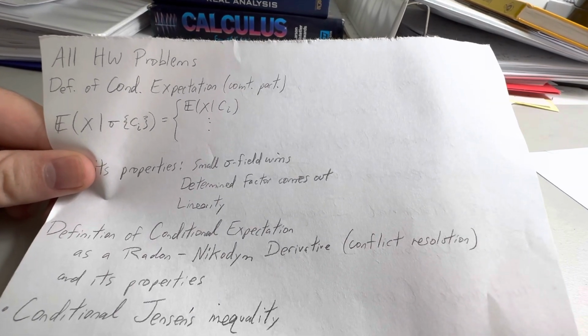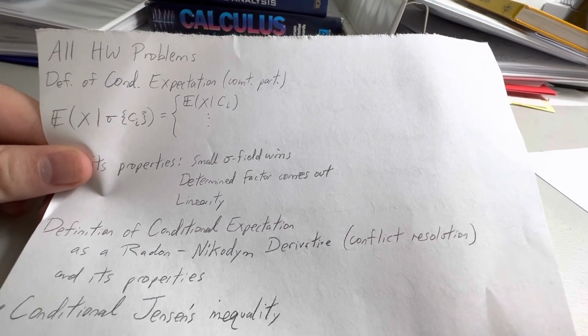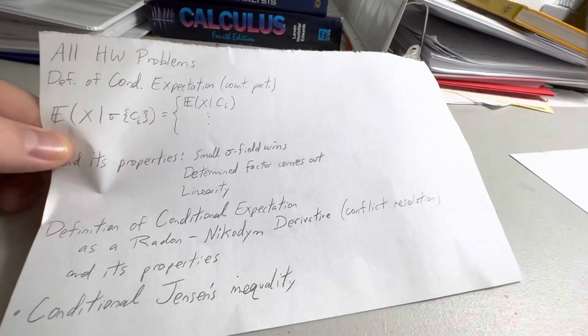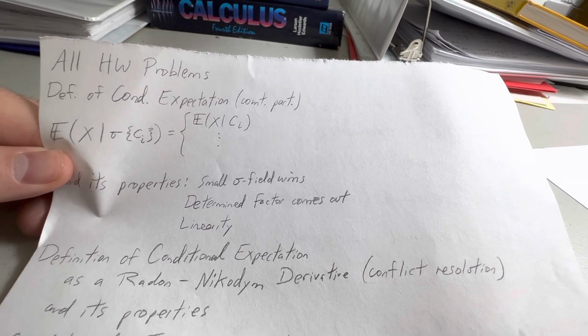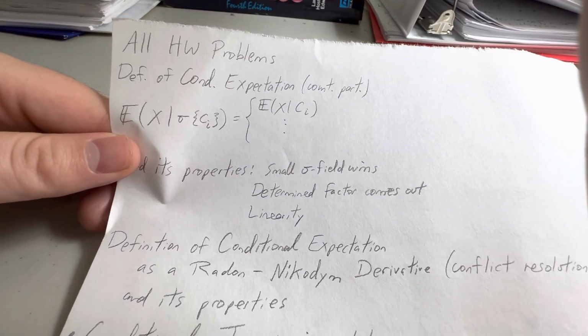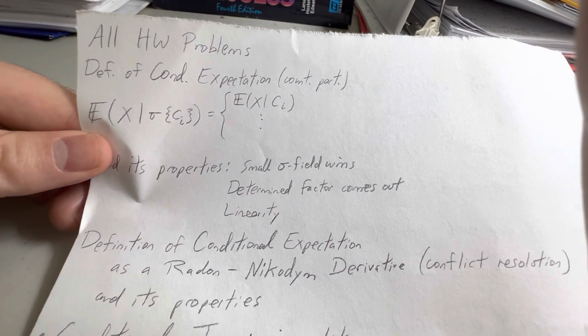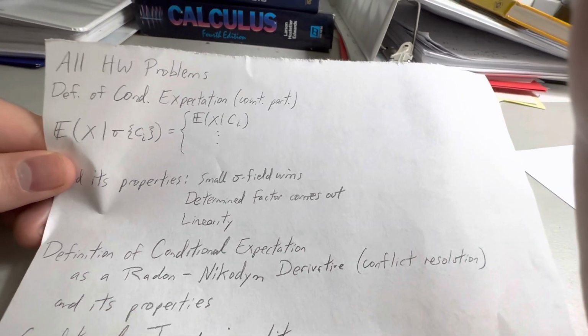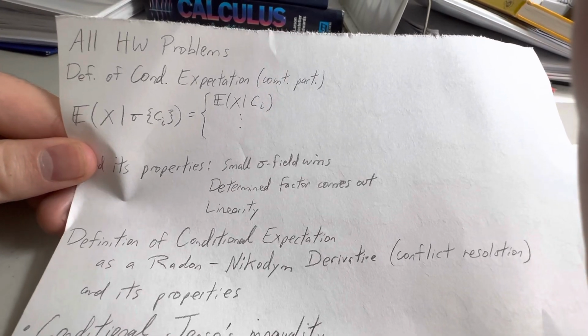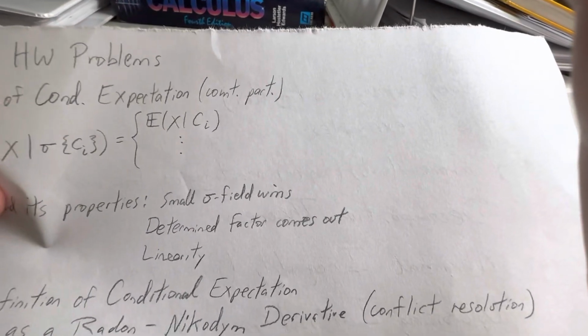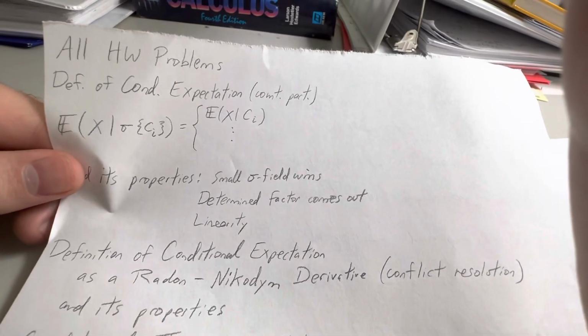And then we need to know the definition of conditional expectation as a countable partition. So we need to know this random variable. It's called the expectation of X given that we have the sigma algebra generated by the partition Ci. And it looks like an expectation, and it is an expectation, but it's more than that. It's a random variable, and the definition is on the right side there.